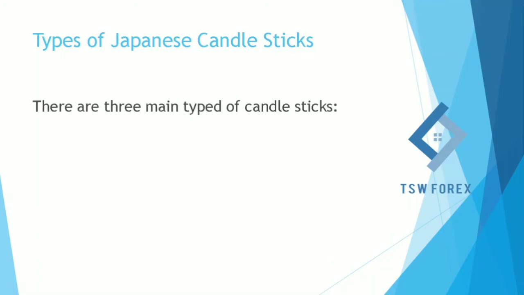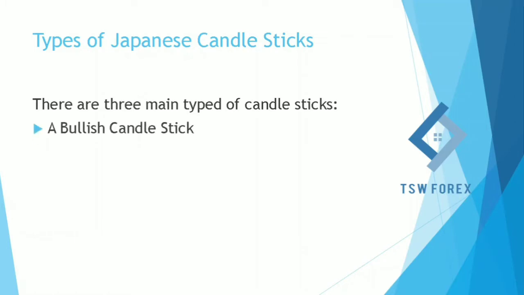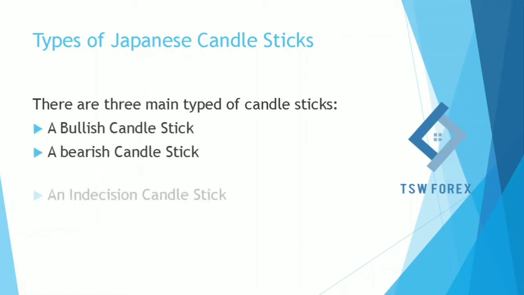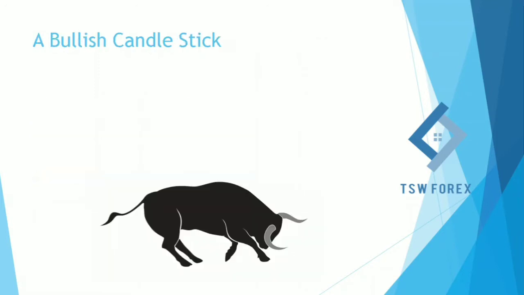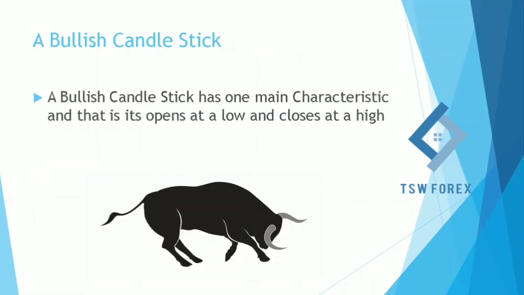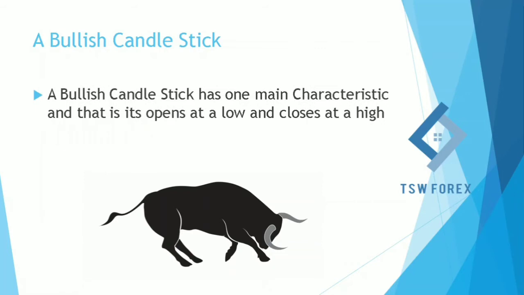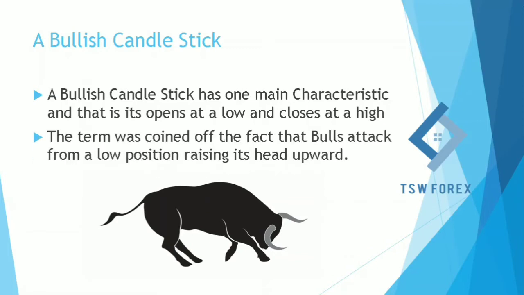So we're going to talk about the types of Japanese candlesticks, and there are 3 main types: a bullish candlestick, a bearish candlestick, and an indecision candlestick. Let's start with the bullish candlestick. A bullish candlestick has 1 main characteristic, and that is it opens at a low price and it closes at a high. The term was coined after the fact that bulls attack from a low position, raising their head upward. Of course, that's just a comparison that was used. It's metaphoric that a bull attacks from the low and goes up. So we say that the candlestick is a bullish candlestick.